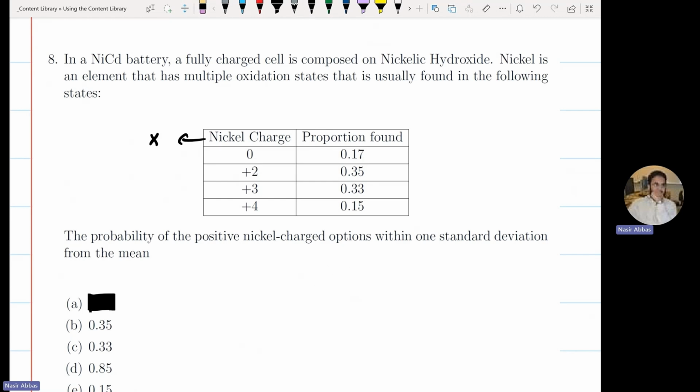The question asks for the probability of a nickel charge option within 1 standard deviation from the mean. Very complicated question. Within 1 standard deviation from the mean. What is that probability? What do you mean by within 1 standard deviation of mean? Yes, plus or minus what? Plus or minus how many standard deviations? 1 standard deviation. So this is mu minus sigma and mu.